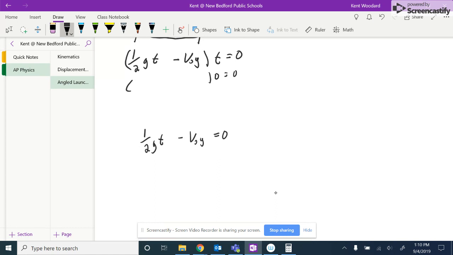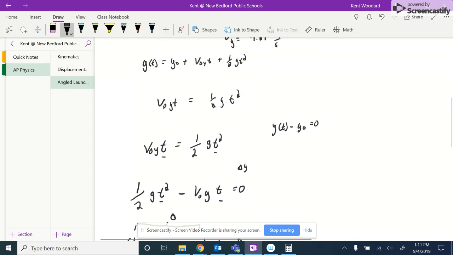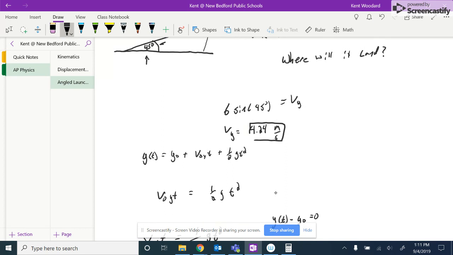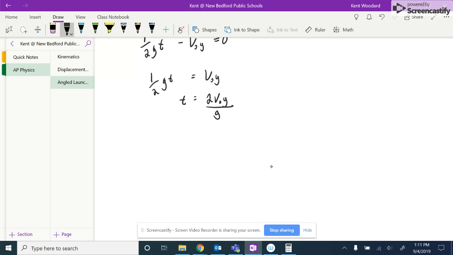We have values for all of these except for t, so we're solving for t. So 1/2 g t equals v naught y, and then let's bring the 2 up and the g down, so t equals 2 v naught y over g. From here, we know that v naught y, my initial velocity in the y direction, was 4.24. Plugging that in, we know that g is 10 meters per second squared. So t is equal to 2 times my v naught y, which is 4.24 meters per second, over 10 meters per second squared.